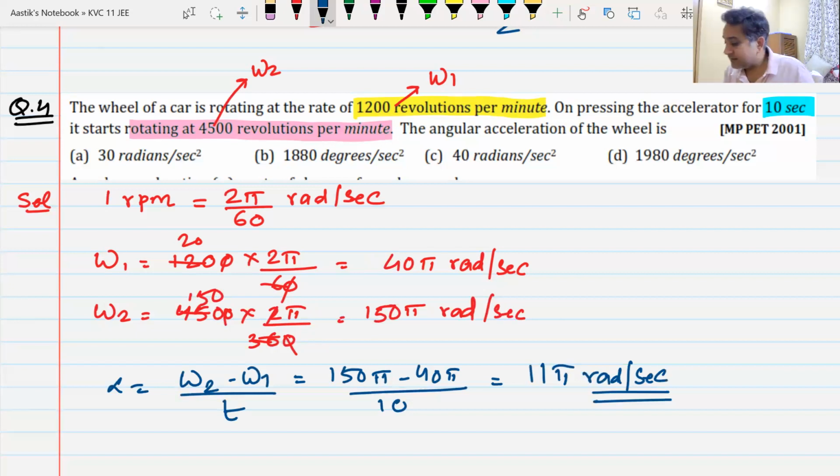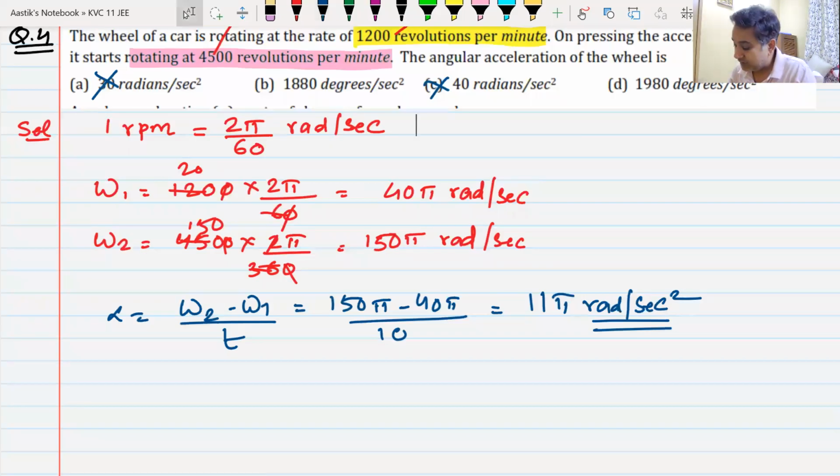Now the answer is given in radians per second square. This answer is not matching and this answer is not matching. Oh, sorry. A and C are not matching in radians per second square. So we'll have to convert it into degrees per second square. How do you convert radians per second square into degrees per second square? Anyone?